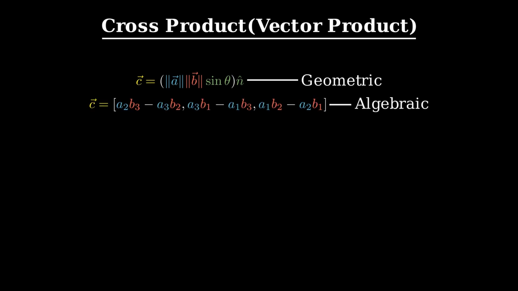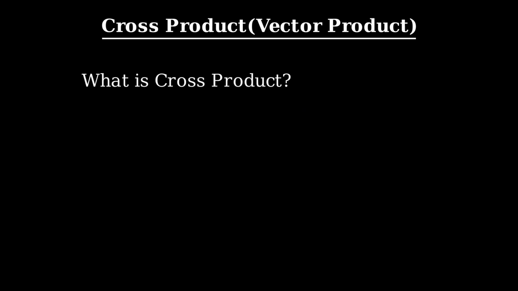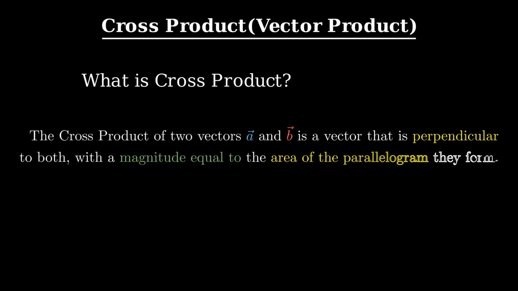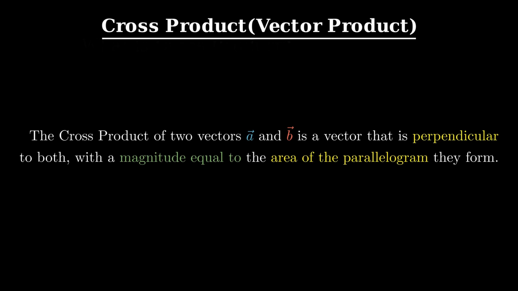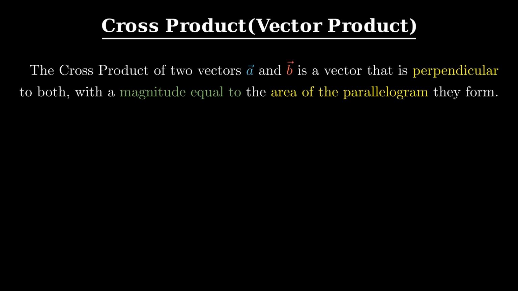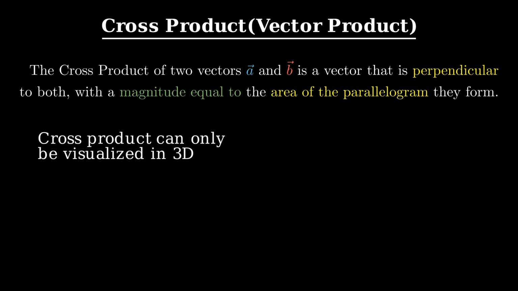a and b. Before we start deducing the formula for both, we need to first know the definition of cross product. So what is cross product? Basically, the cross product of two vectors A and B is a vector that is perpendicular to both with a magnitude or norm equal to the area of the parallelogram formed by these two vectors. Note that cross products can only be visualized in three dimensions in the real world.